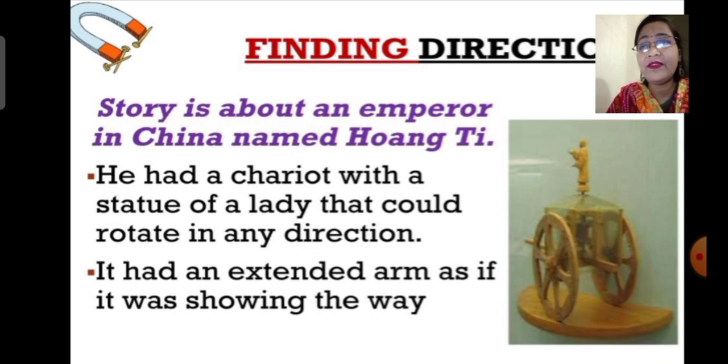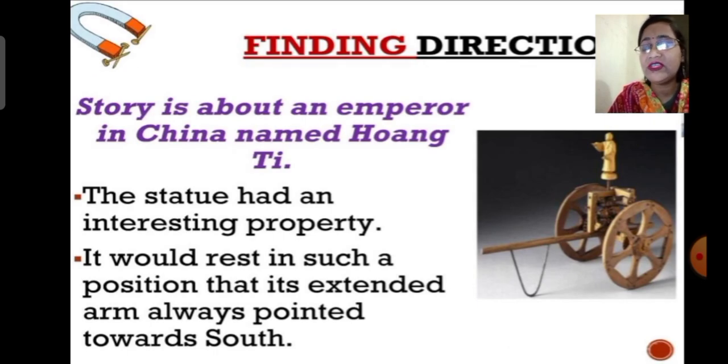This emperor, who used to travel by his chariot, used the help of this statue to locate his direction path. Wherever he went to new places, once he understood the south direction using the statue, he logically used to locate the other directions also. So, isn't it a very interesting story? By using this fact, they used to travel during the olden days.